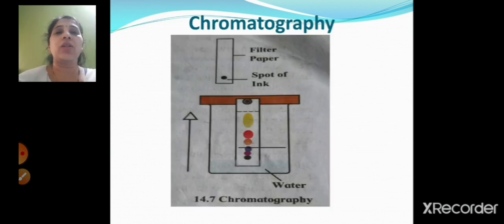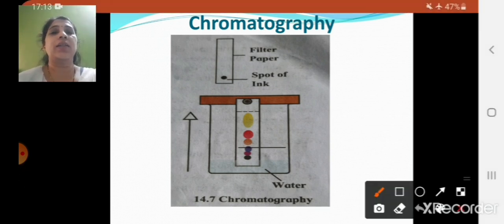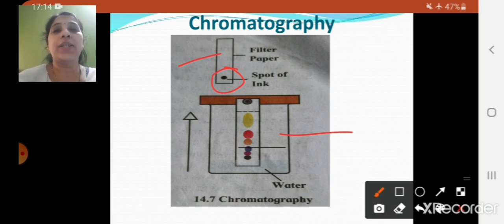Now chromatography is also a technique by which you can do the separation. You can see over here, children, this is a beaker containing water, and this is a filter paper, right? What you are going to do is take a filter paper of rectangular size, and then put one blue spot of ink on this filter paper at a distance of around 2 centimeters from one edge, right? So this is one edge and this is the other edge. At the other edge you will put this spot of blue ink.